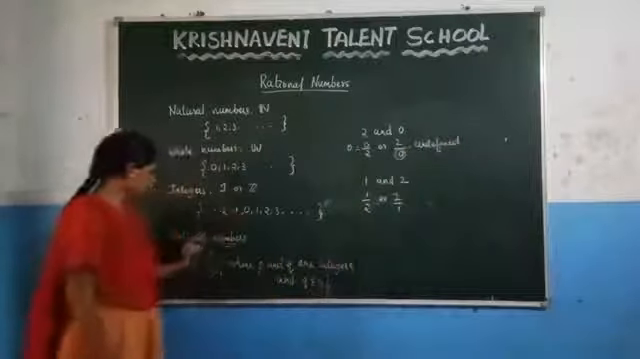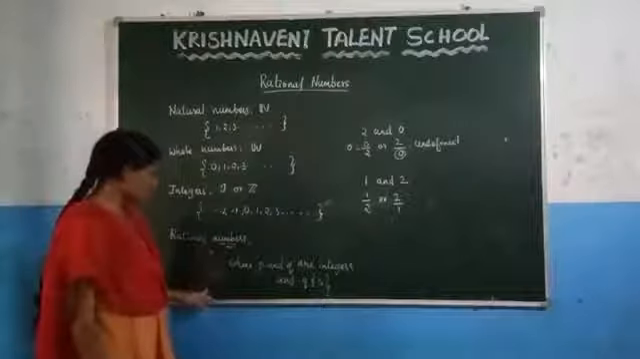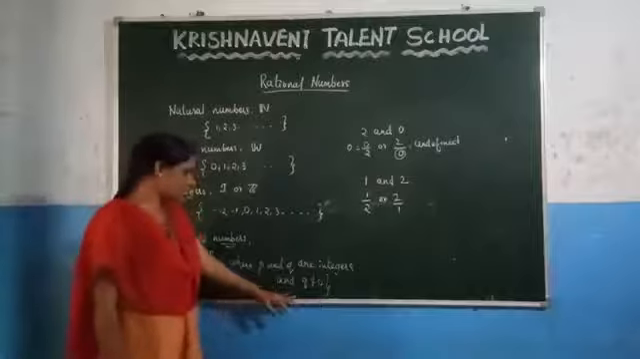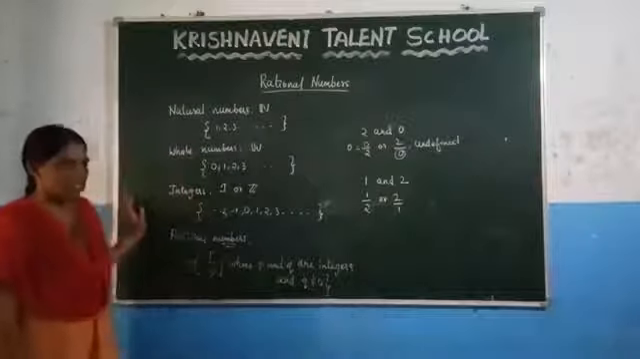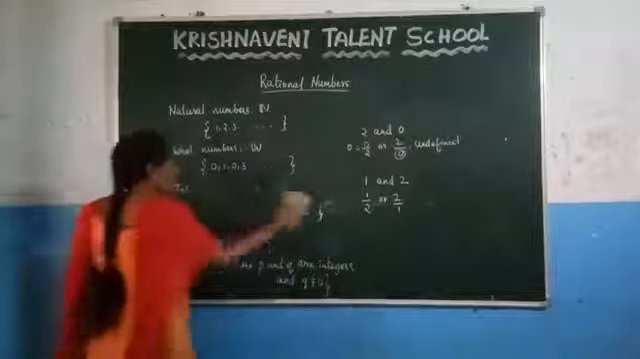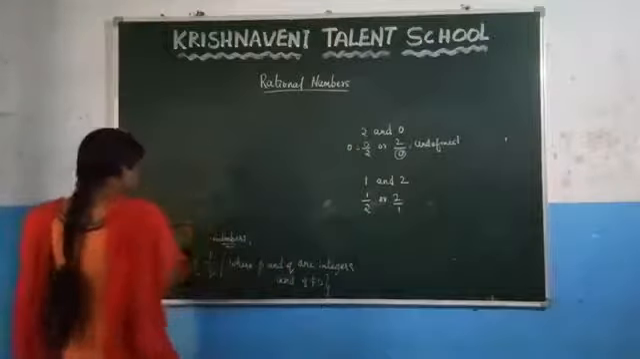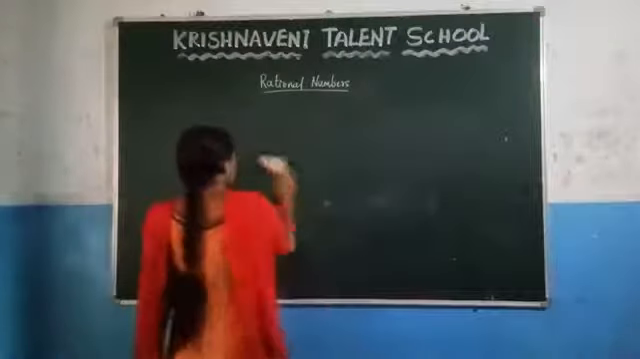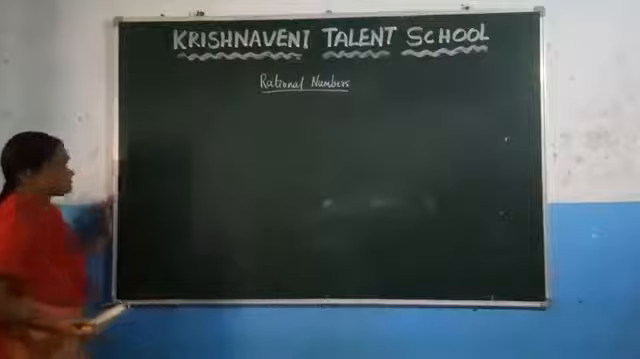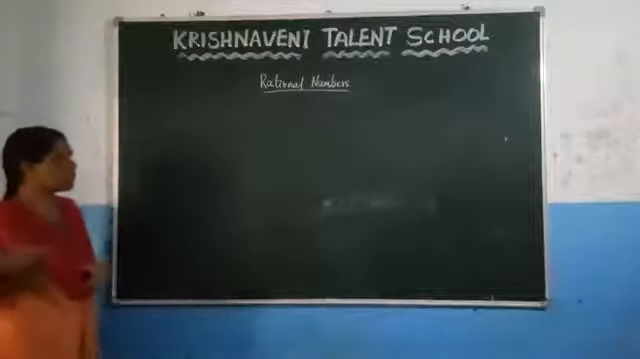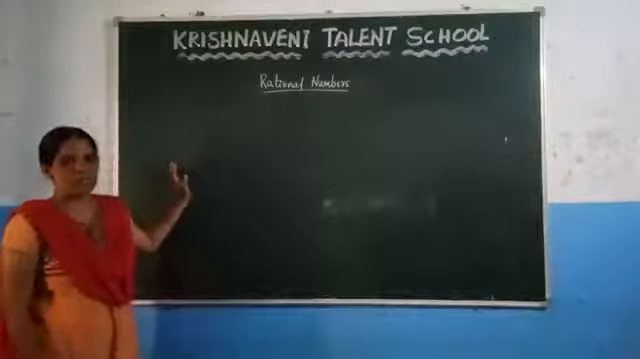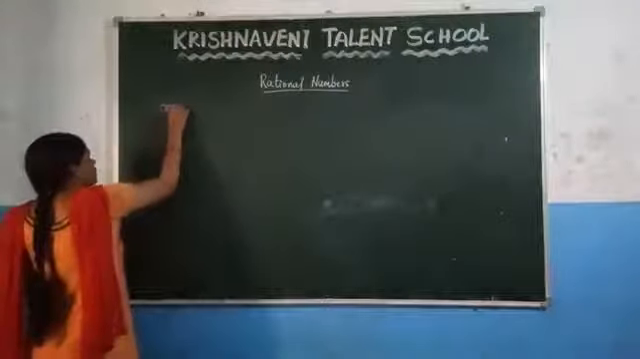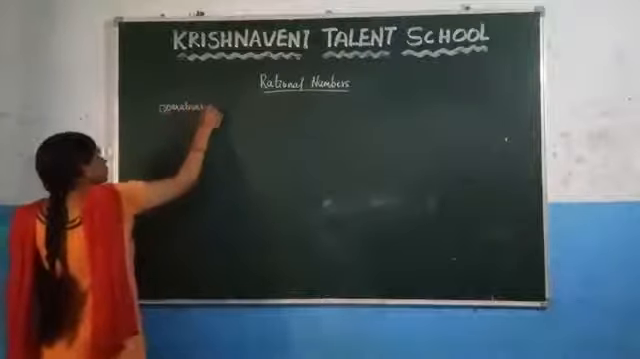So in defining the rational numbers, you have to consider two integers, and if you write those integers in the form of a fraction and the denominator is not equal to 0, those numbers we call rational numbers. So what are rational numbers? If you consider any two integers, if you write those integers in the form of a fraction and if the denominator is not equal to 0, those numbers we call rational numbers. Now we will discuss the various operations on rational numbers.